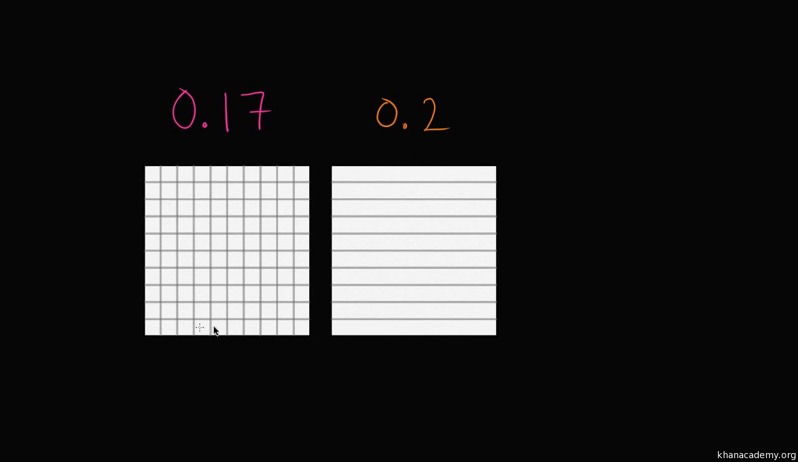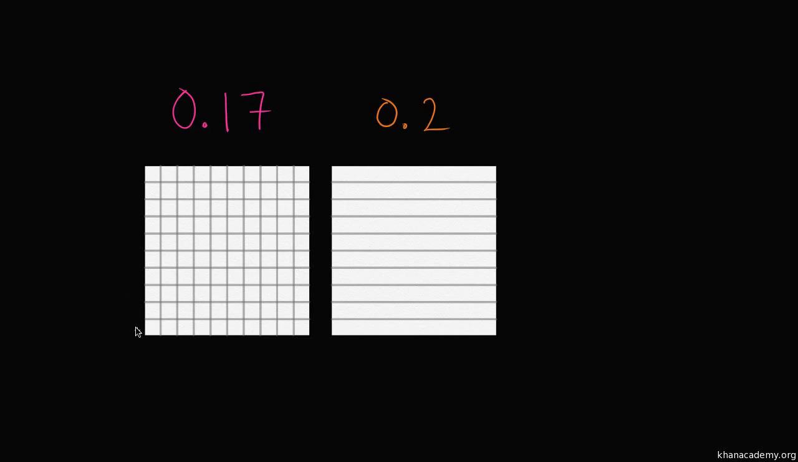And so each of these large squares you can view as a whole. And this one on the left, I have it split into 100 smaller sections, because you notice we have 10 rows and each row has 10 squares, so we have 100 squares here. So each of these squares represents a hundredth of the whole. And so this number up here, 0.17, we could view that as 17 hundredths. So let's color in 17 hundredths.